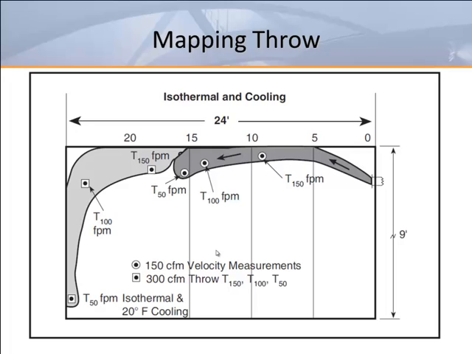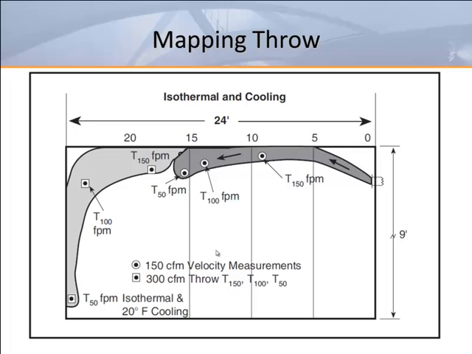Now let's take a look at the effects of a cooling jet on the same airflows. The 150 foot per minute location of the cooling jet is approximately the same 9-foot distance as the isothermal jet. This is because the air is temperature independent above the 150 feet per minute velocity level.